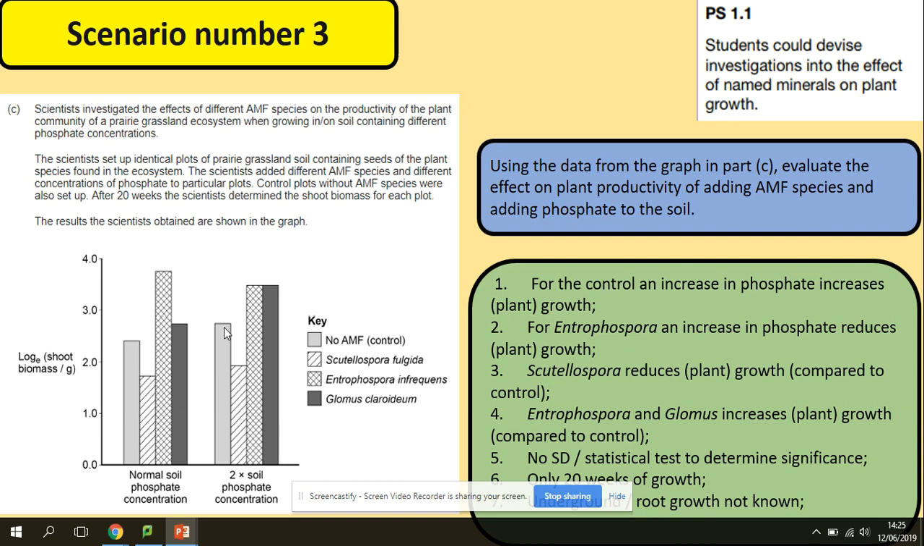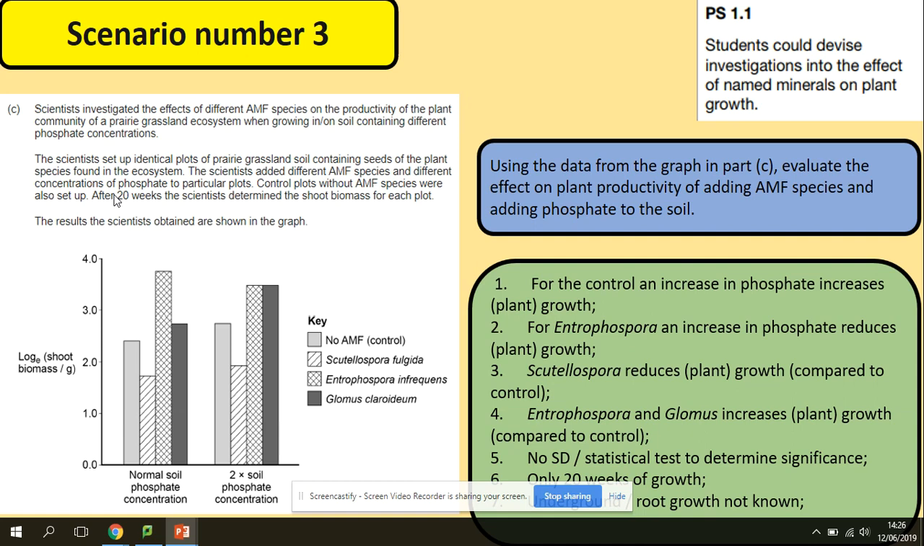You need to name each of those species, as we just did, comparing the normal phosphate to the double phosphate. We did all this here, and that's 4 marks already done. Another thing where the marks will come from is, for example, the fact about standard deviation. We don't have any standard deviation, so we can't do any statistical tests to determine if there was a significant difference or not. In terms of the length of the investigation, it was only 20 weeks, and 20 weeks for growth might not be enough to come up with any conclusion.